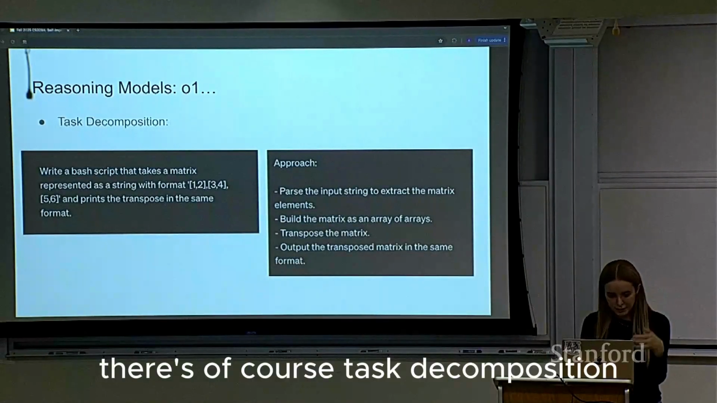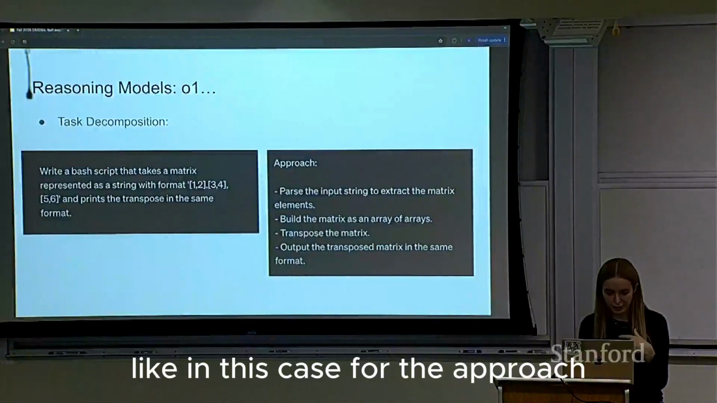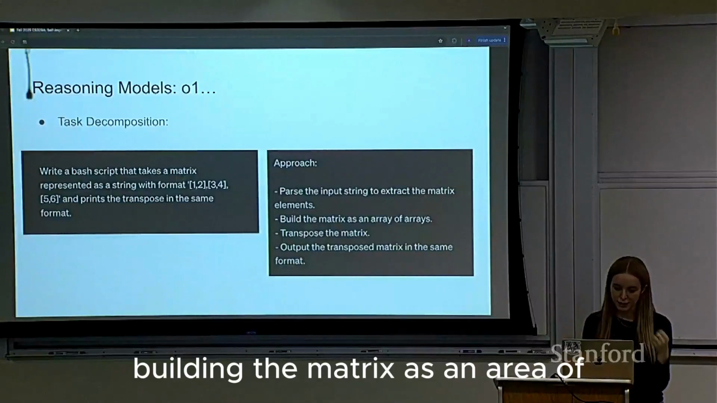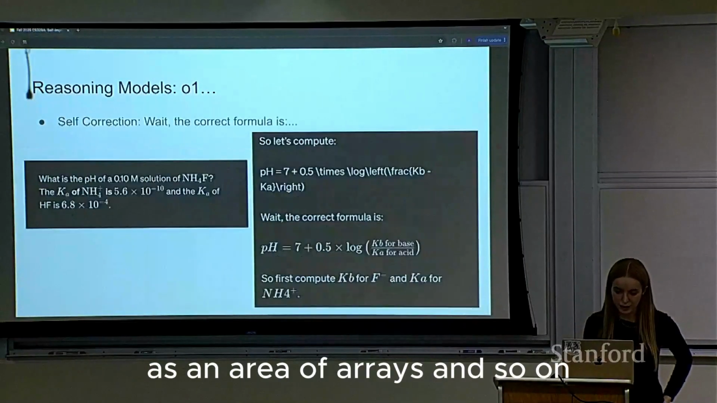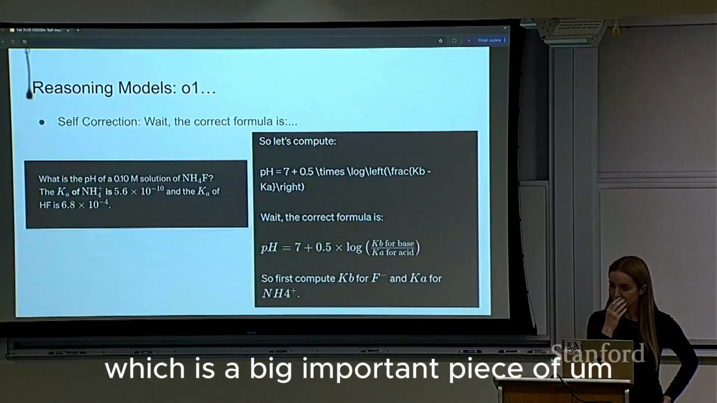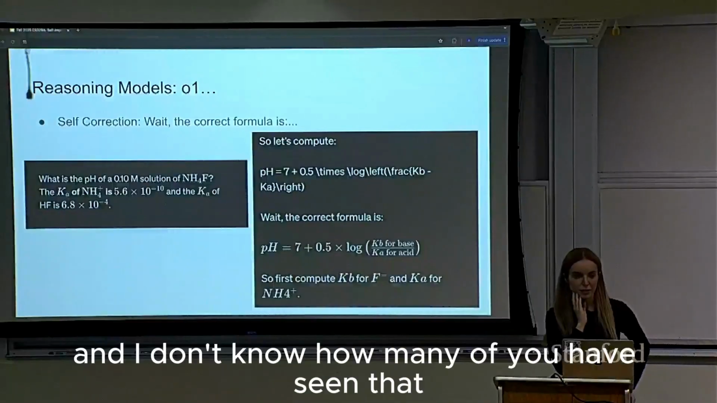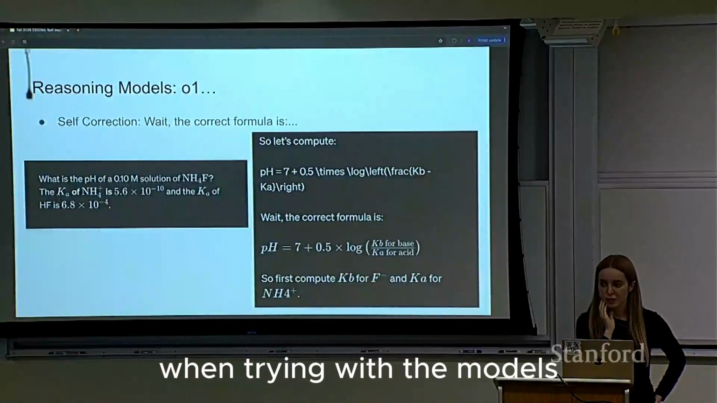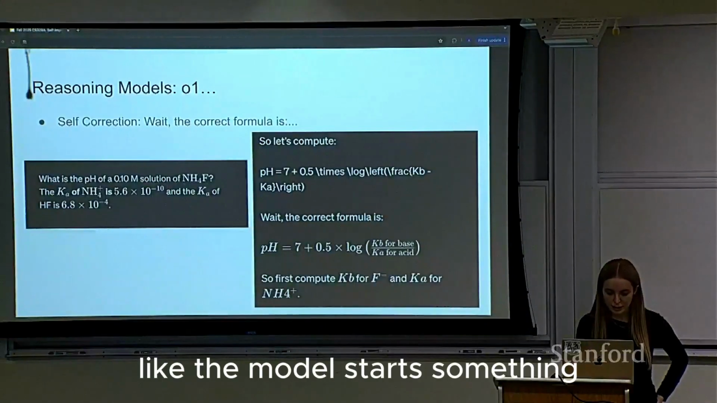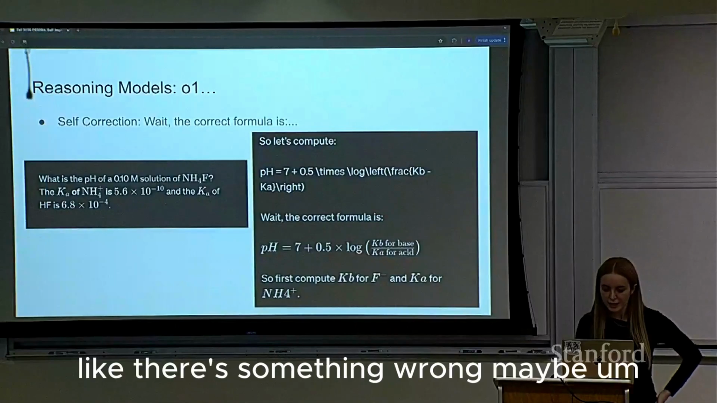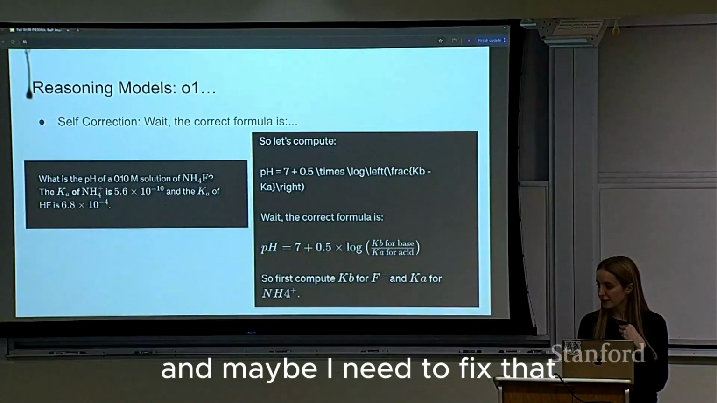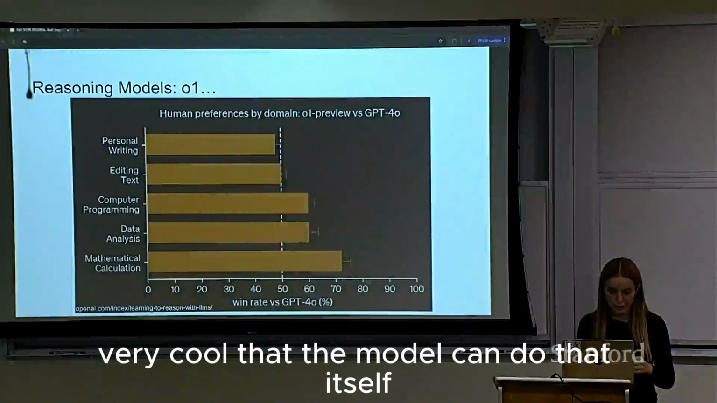There's, of course, task decomposition. Like in this case, for the approach, the model thinks about parsing the input, building the matrix as an array of arrays, and so on. There's also self-correction, which is an important piece here. And I don't know how many of you have seen that when trying the models, you can see the thinking traces. And this is actually pretty common. The model starts something and then in the middle says, wait, there's something wrong, maybe I need to fix that. And it's very, very cool that the model can do that itself.